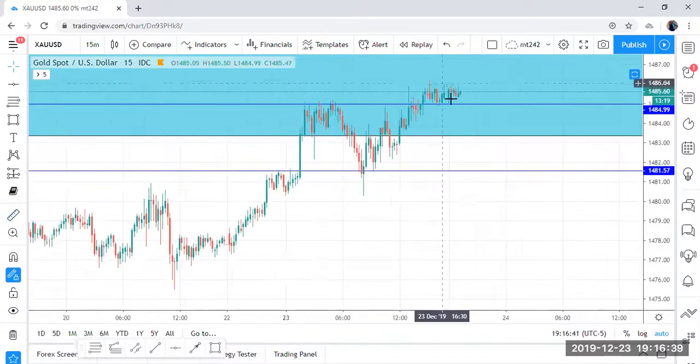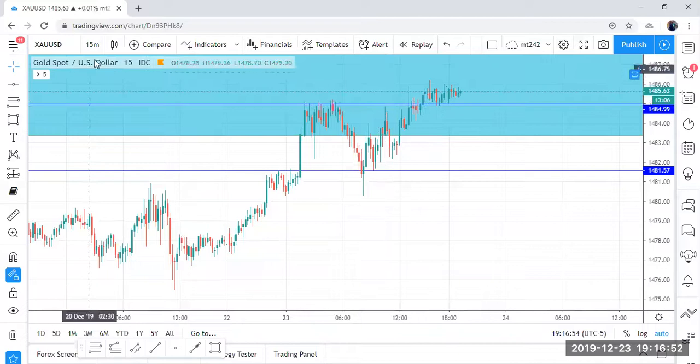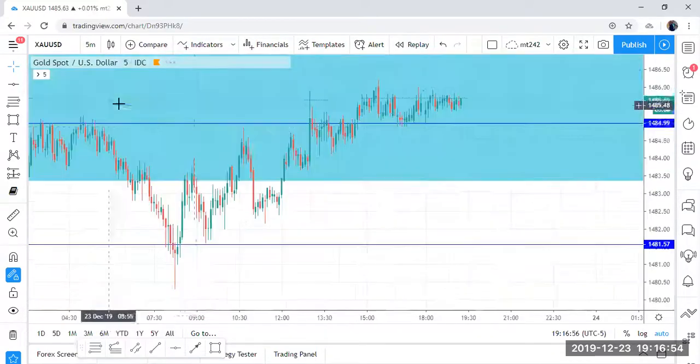Could have caught a couple of pips. I personally wouldn't be taking a trade because I didn't see it on the higher time frame. But support and resistance is still in play here, because we see this resistance turn into support here and price went up.